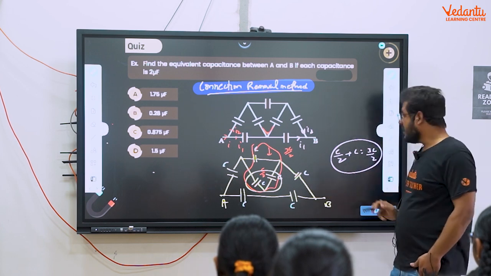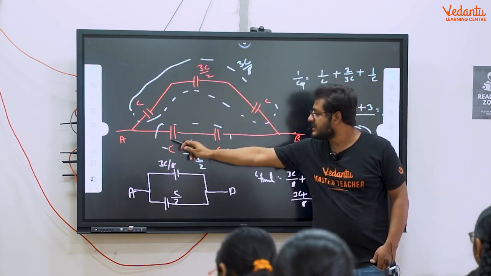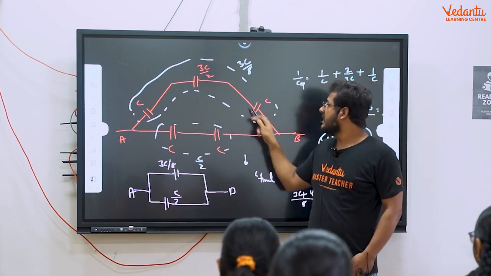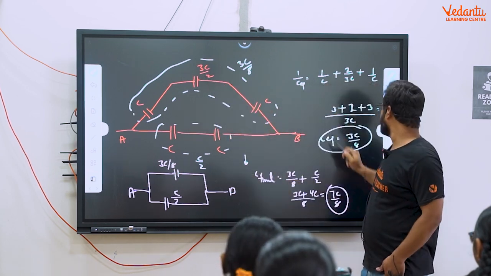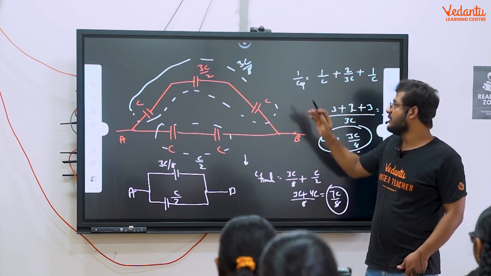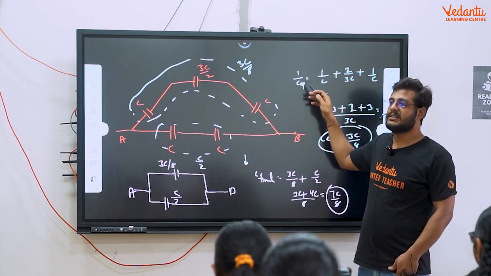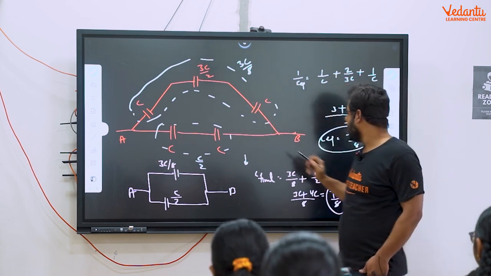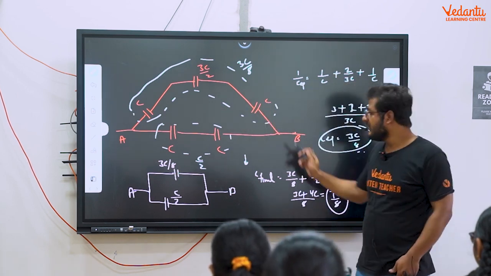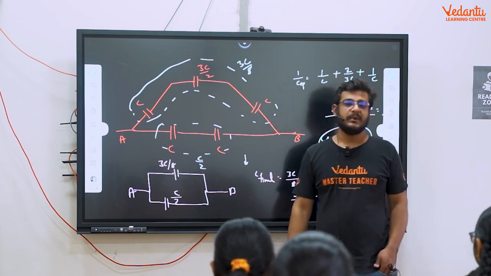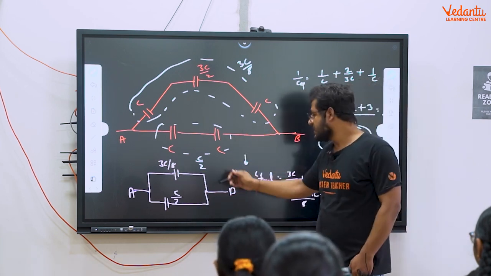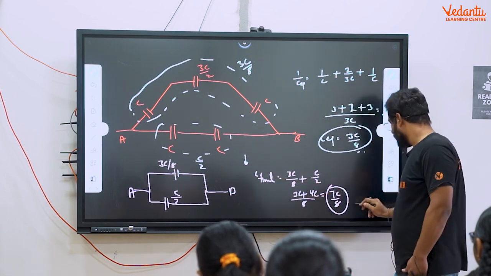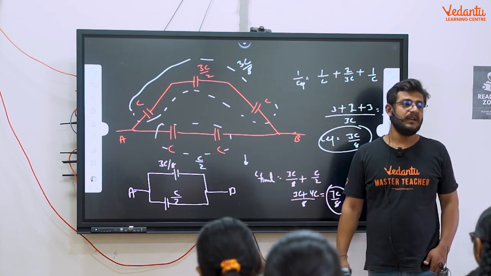Now the equivalent circuit will become C, 3C by 2 and C. Then again these three are in series, so net it will become 3C by 8, because whenever it is in series, 1 by C equivalent is equal to 1 by C1 plus 1 by C2 plus 1 by C3. After doing this, we get 3C by 8. Then the equivalent circuit will be 3C by 8 and C by 2. Those two are in parallel because we can see the starting point and ending point are the same. So it will get added, and the total answer will be 7C by 8.